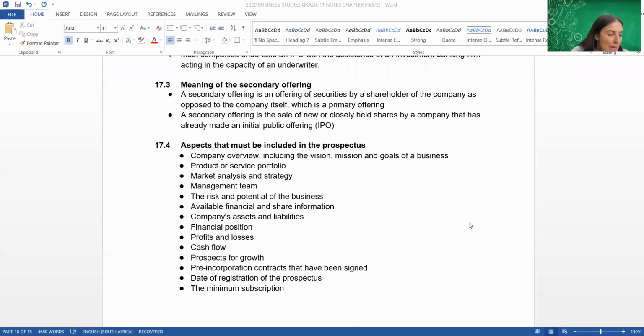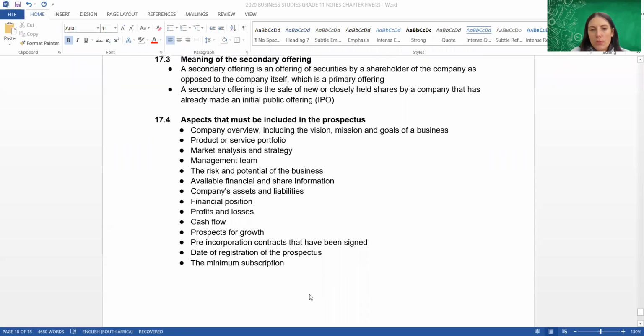And then the minimum subscription, that is, if you want to add it in there for yourself. Minimum subscription is the minimum number of shares that must be sold in order for this business to operate. So the minimum amount of capital that this company needs in order to start or to become viable. So that is your minimum subscription.